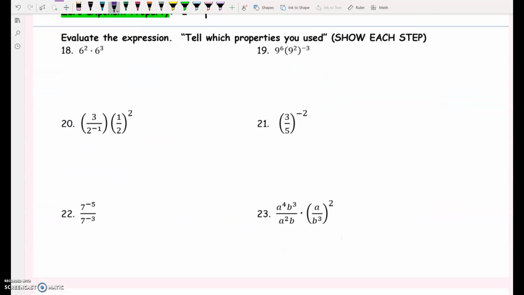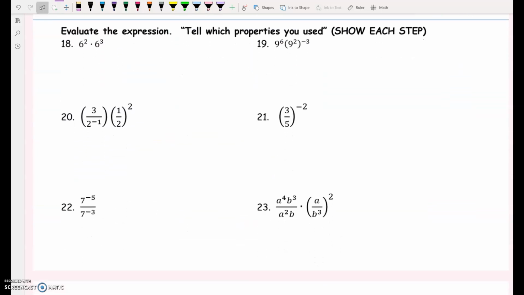Okay. Now, if I asked you to memorize the names of the properties, we could do these problems step by step and write out the name of the property that we used. That's called a proof. We could write proofs. No, you don't want to write proofs? You sure? You positive? Oh, okay, we won't write proofs.